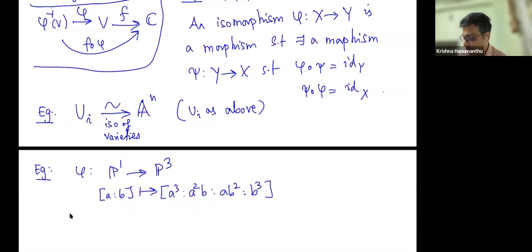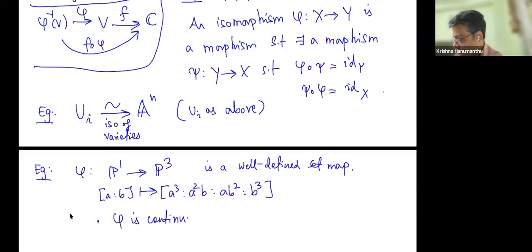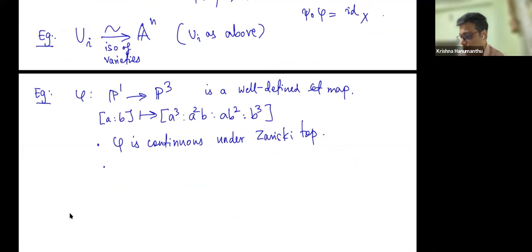And you can also see that if you send (lambda a, lambda b), because these are all of the same degree, 3, it works out. That lambda cubed will come out. Okay, this is a well-defined set map. In fact, it is a continuous map. One can check this, because if you take an open set, its complement is a closed set. So if you take a closed set, which is the zero set of some polynomials, you can pull back and see that that's also the zero set of some polynomials. And more importantly, actually you can show that phi is a morphism.